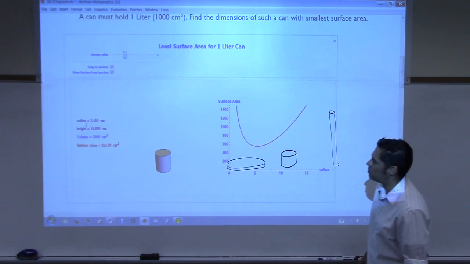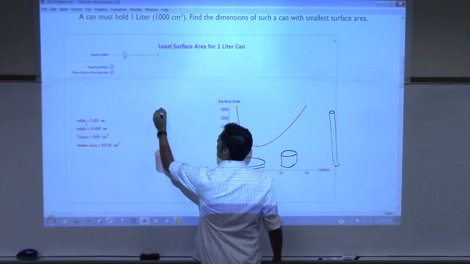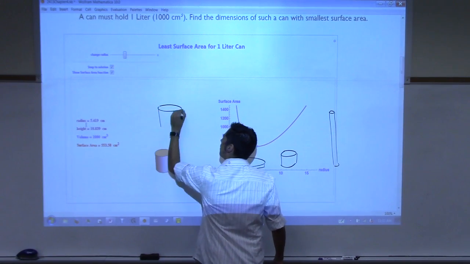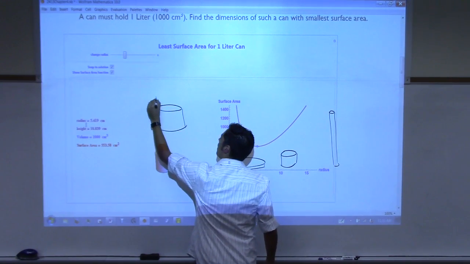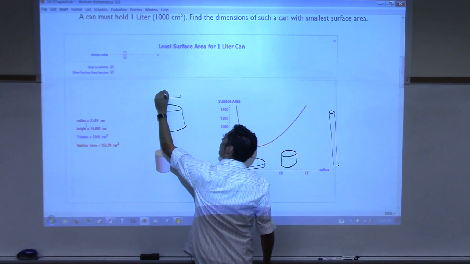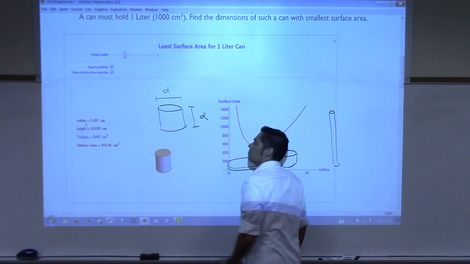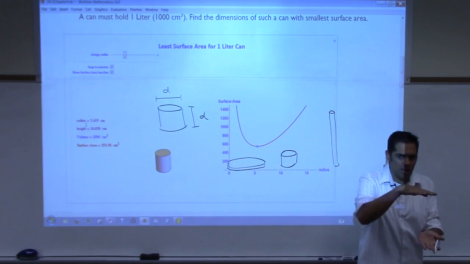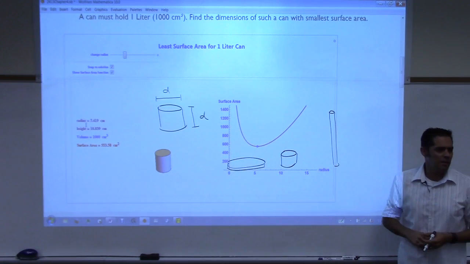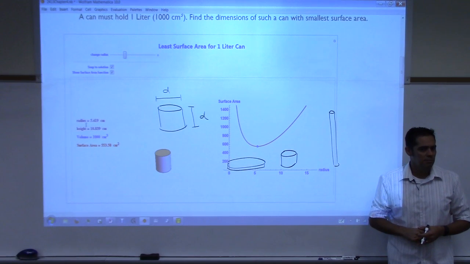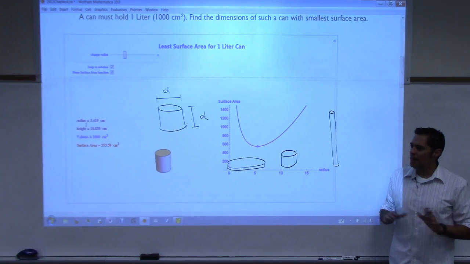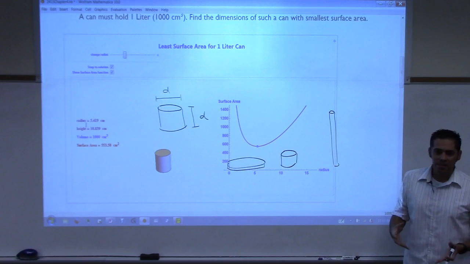It turns out though, for a perfect can, I'm going to spoil the surprise here for this problem: if you make the diameter, we'll call it D, equal to the height, if the diameter of a can and the height are the same, that's the least surface area you're ever going to get. If you build a can any other way, you're wasting material.